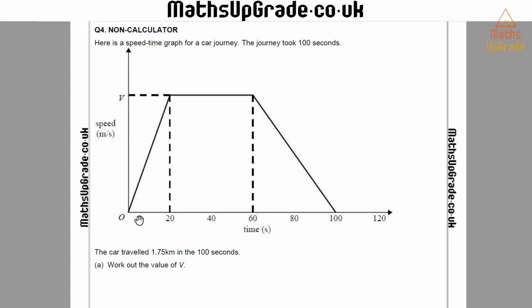And V, you can see from the graph, is the highest speed that it attained, so the maximum speed, that cruising speed. Okay, so to find that value of V, what I can do is I can find the distance represented by the whole graph. The distance represented by the whole graph is the area underneath this whole graph. So all this combined area, that is the distance. And since I'm told the distance is 1.75 kilometers, I can now find the measurements on this graph. I can find the height of this graph. So let's do that now.